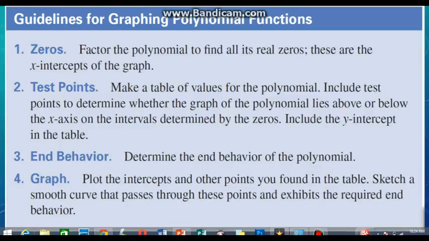Third, end behavior. Determine the end behavior of the polynomial. Lastly, graph. Plot the intercepts and the other points you found in the table. Sketch out a smooth curve that passes through these points and exhibits the required end behavior.